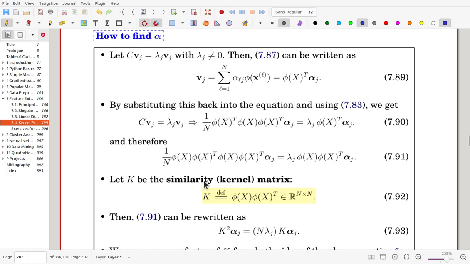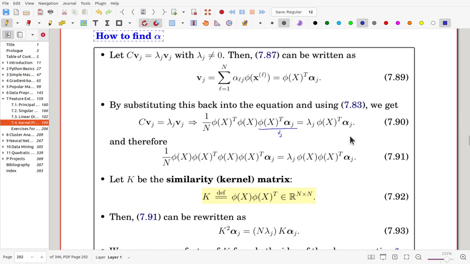Now using that expression, C v_j equals lambda v_j can be written in this way. Now v_j is this portion, so that is this portion here, and that is C, and lambda_j and v_j, right?